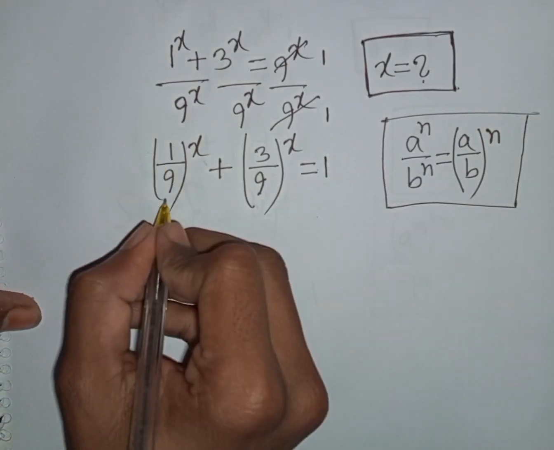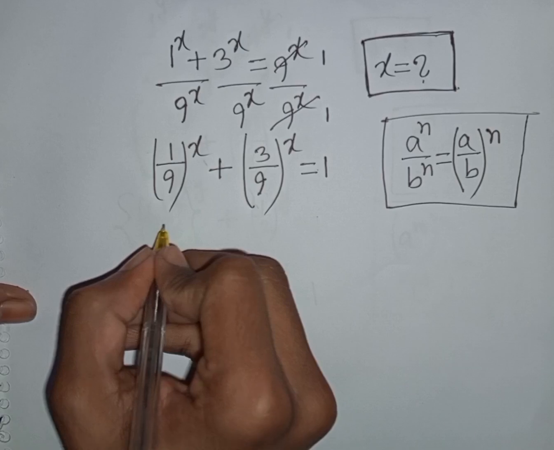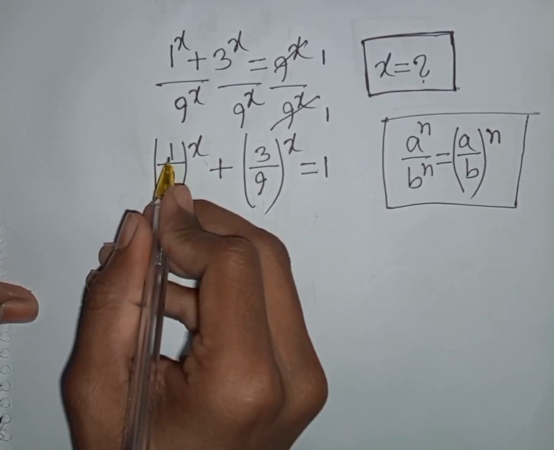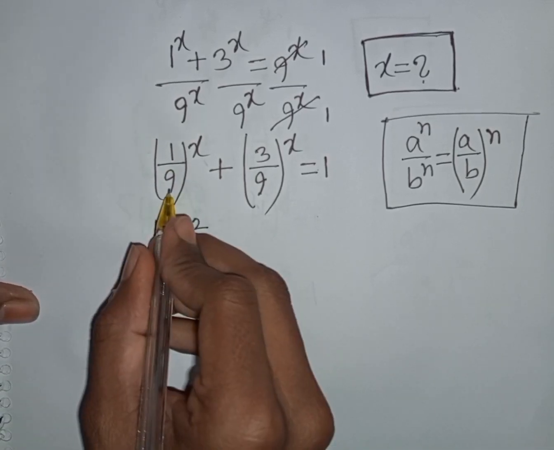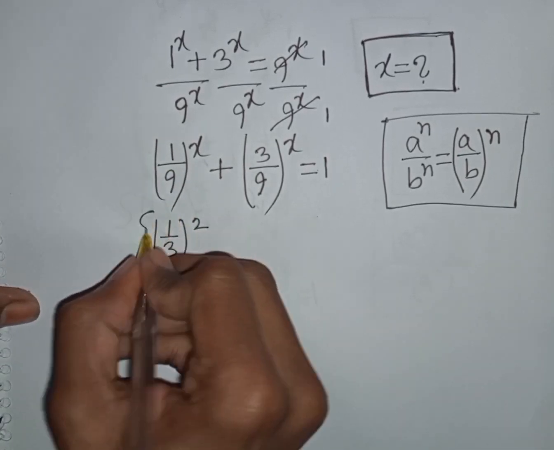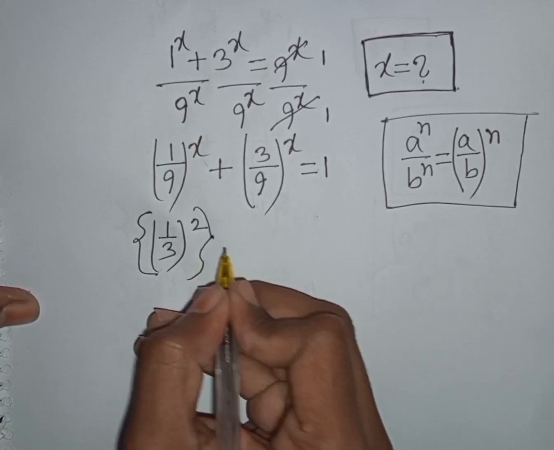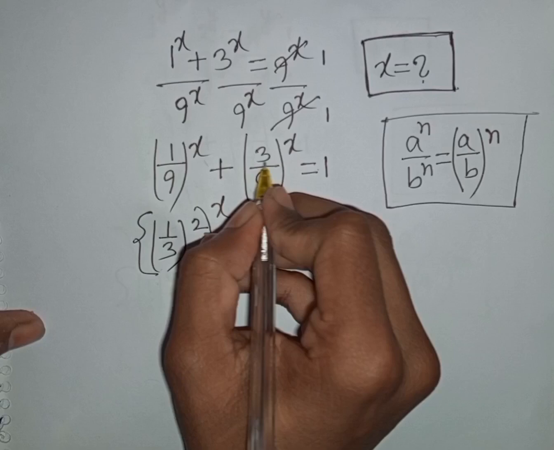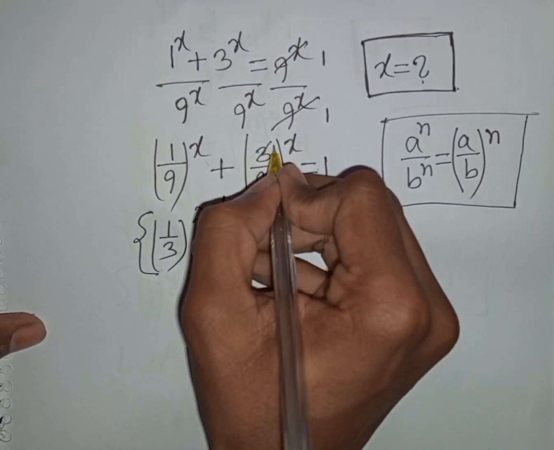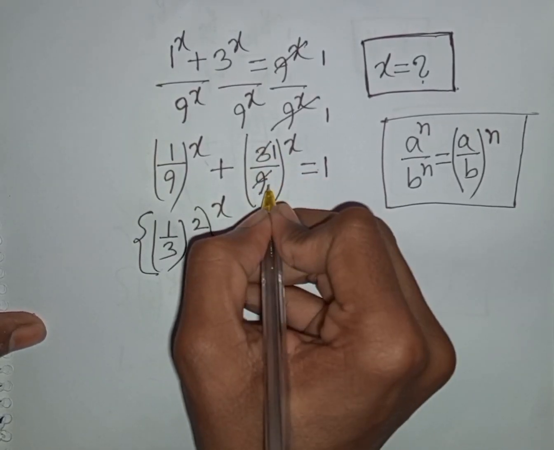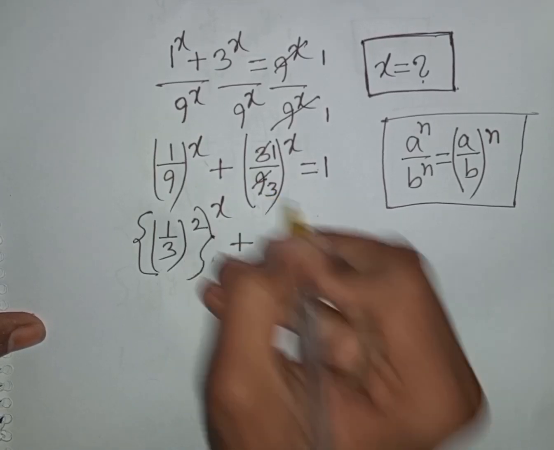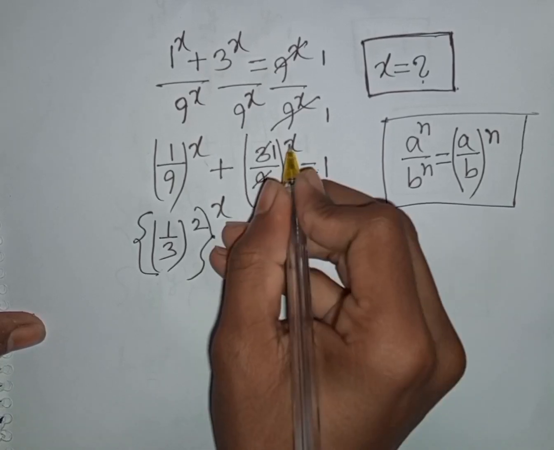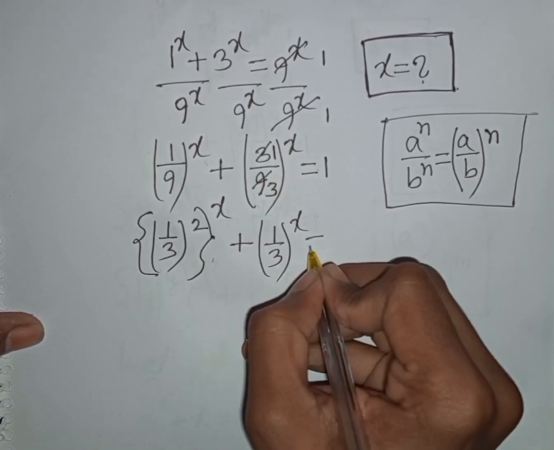Now 1 by 9 can be written as (1 by 3)^2. Then this first bracket can be written as the second bracket, then power of x plus, here 3 divided by 3 will be 1, 9 divided by 3 will be 3. So we have (1 over 3)^x is equal to 1.